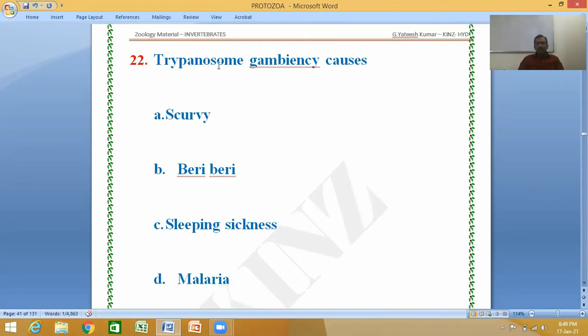Trypanosoma gambiense causes which disease? Beriberi is one of the vitamin diseases. Malaria is by Plasmodium vivax. Scurvy is also a vitamin C deficiency disease. So answer is sleeping sickness, African sleeping sickness.